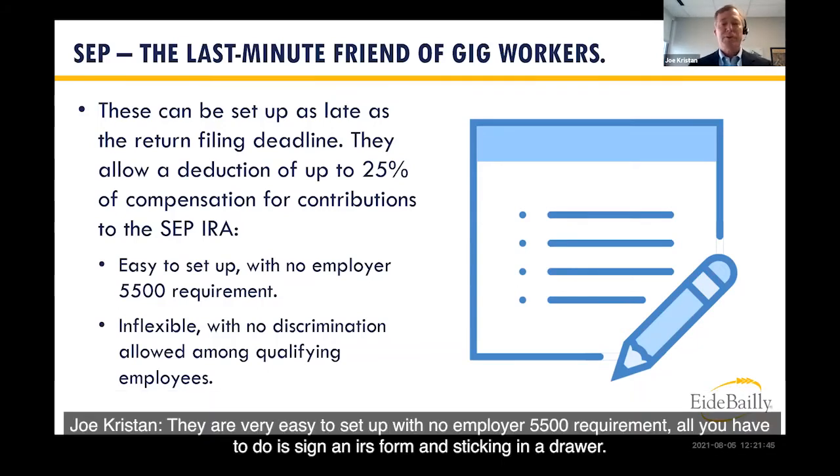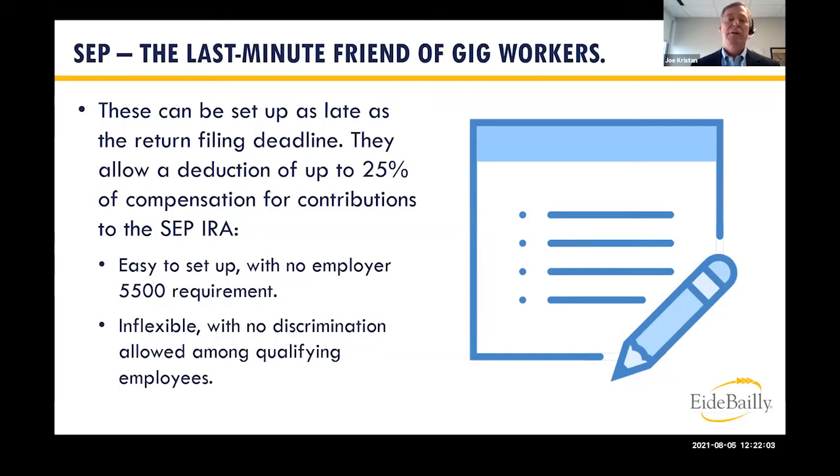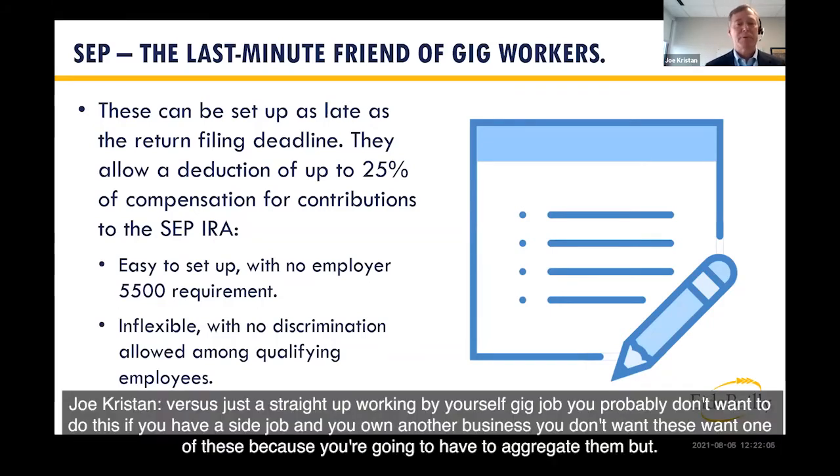They are very easy to set up with no employer 5,500 requirement. All you have to do is sign an IRS form and stick it in a drawer. Downside is they're inflexible. There's no discrimination allowed among qualifying employees. So again, if you have employees versus just a straight up working by yourself gig job, you probably don't want to do this. If you have a side job and you own another business, you don't want one of these because you're going to have to aggregate them.